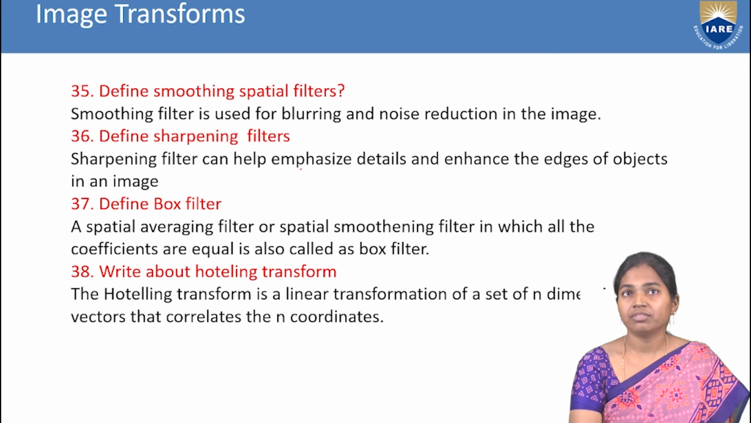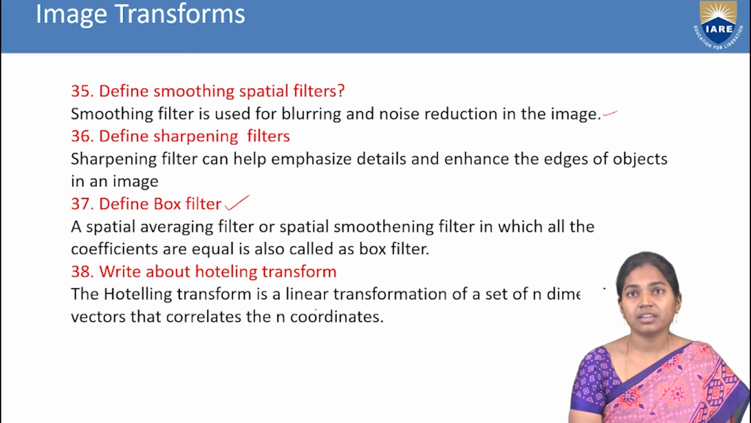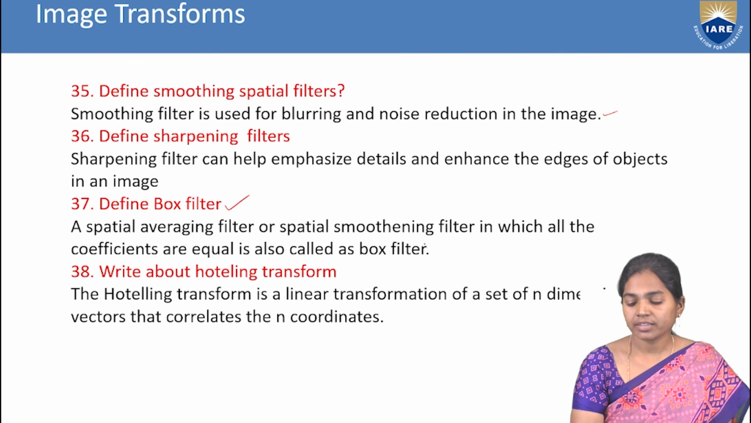And define smoothing filter. Smoothing filters are used for blurring and noise reduction in the image. Define sharpening filters. Sharpening filters help emphasize details in and enhance the edges of objects in an image. Define box filter. A spatial averaging filter or spatial smoothing filter in which all the coefficients are equal is also called a box filter.